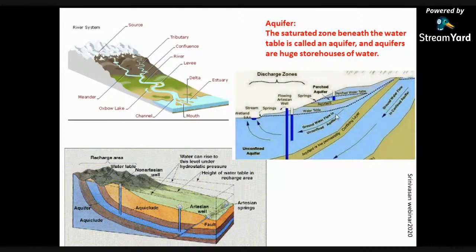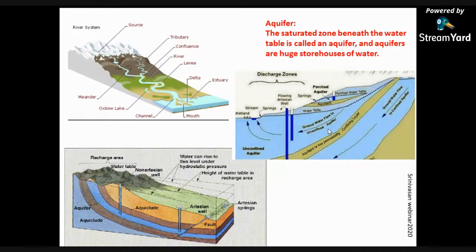I already told you there are three kinds of aquifers. This blue line, kindly watch, is the water table. The water table is nothing but the level of the water. When we see in a well where the water stands, it may be 3 meters, 5 meters, 20 meters. So this is the table indicating the level of water from the surface. Below the water table is the saturated zone. Above the water table is the unsaturated zone.